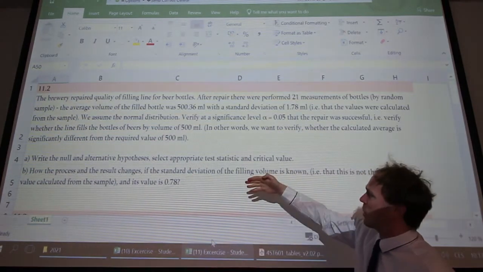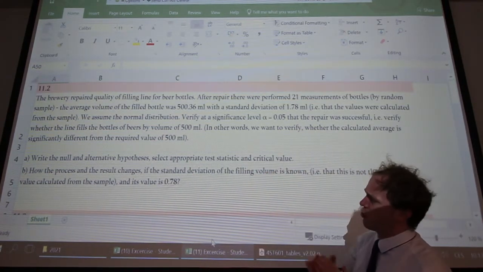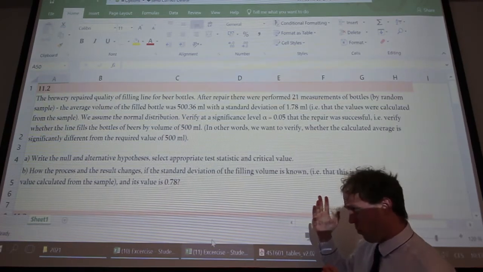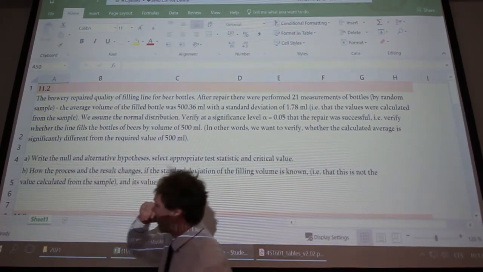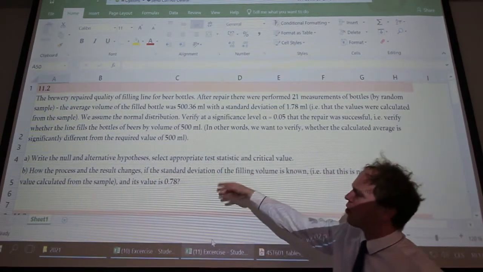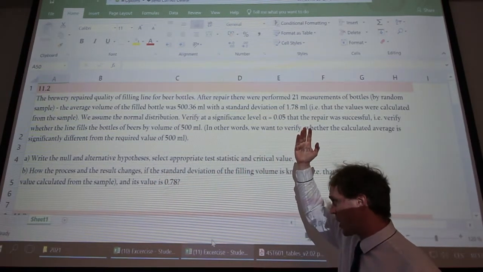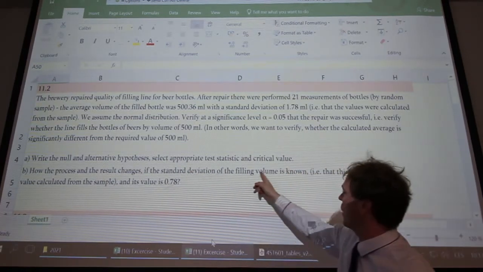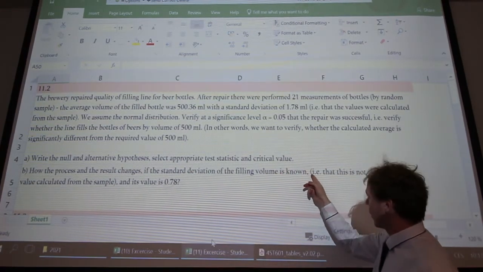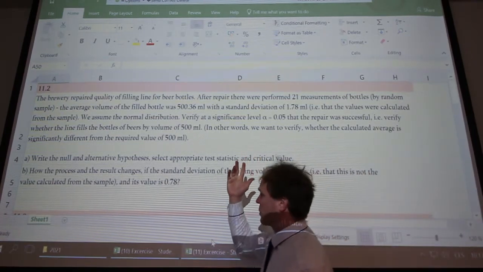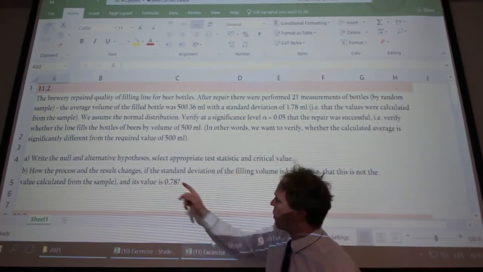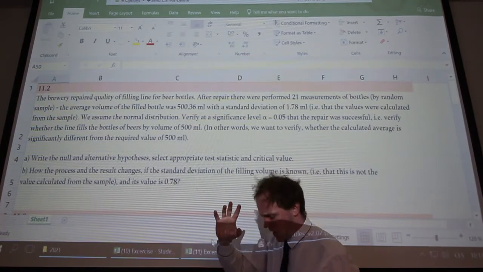On the whiteboard I will show you the illustrated story of how we obtain these values, and after that we will write the null and alternative hypothesis. We will select the appropriate test statistic and the critical value. And after that we will solve part B. So remember, please, how the process and the result change if the standard deviation of the filling volume is known, which means that this is not the value calculated from the sample, and its value is 0.78.